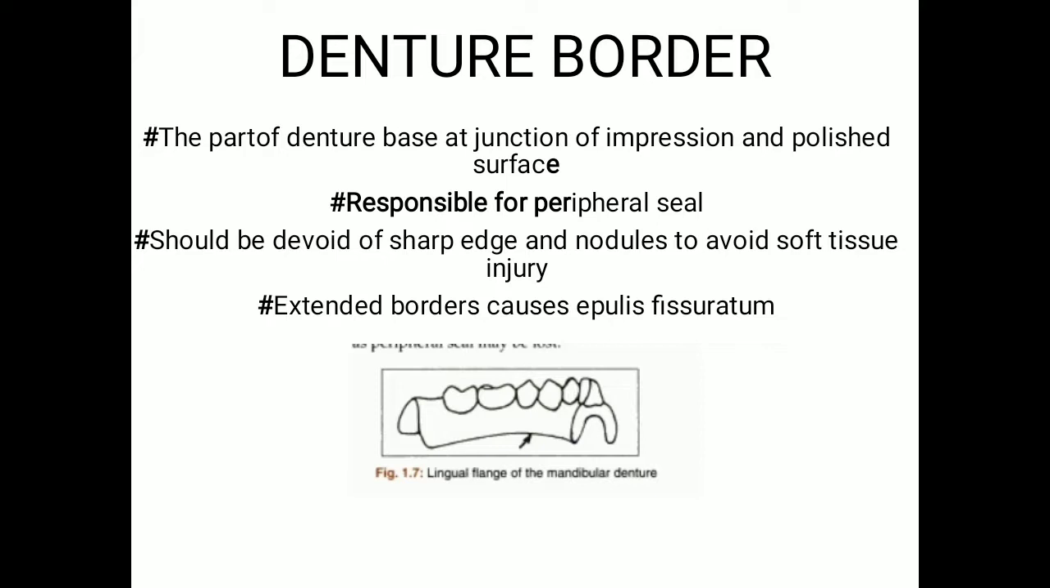The third one is the denture border. Denture border is defined as the part of the denture base at the junction of the impression and polished surface. It is mainly responsible for peripheral seal. It should be devoid of sharp edges and nodules, to avoid soft tissue injury. Extended borders, sharp edges and nodules will cause epulis fissuratum and irritation of the mouth, like swellings.